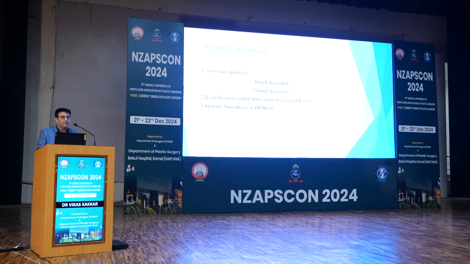So the surgical techniques include a two-team approach, one for the bench and the other for stump dissection. Then the part has to be kept cold until the circulation is re-established, and either general anesthesia or the brachial plexus block can be used.